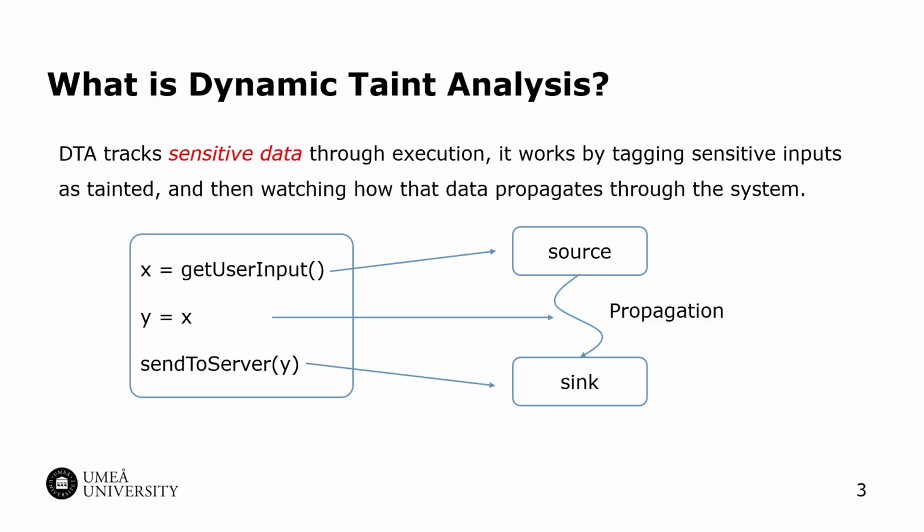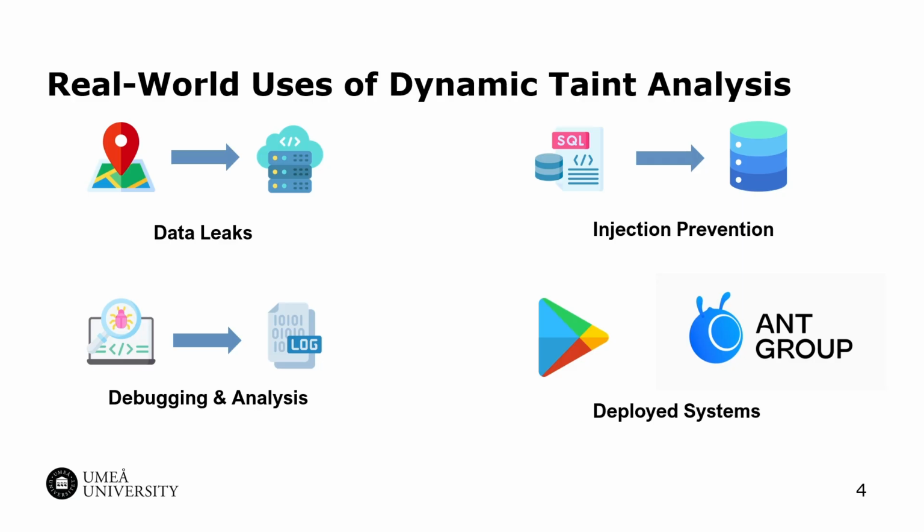Input from get user input flows through several variables until it passes to send to server. This example here is simplified. In real systems, data flows are more complex, and that's why we need automatic taint tracking tools. This approach has been adopted in many real-world systems for privacy, security, and debugging purposes.